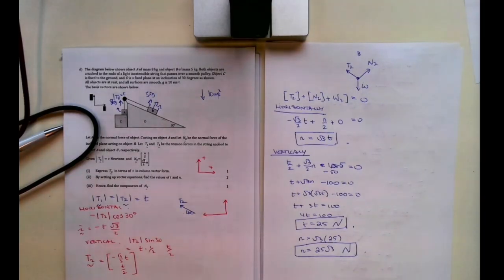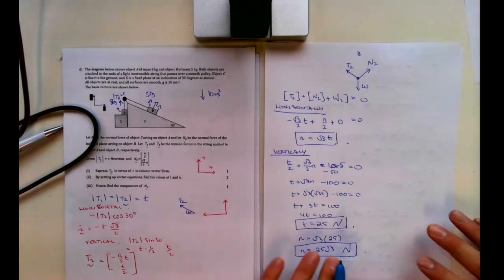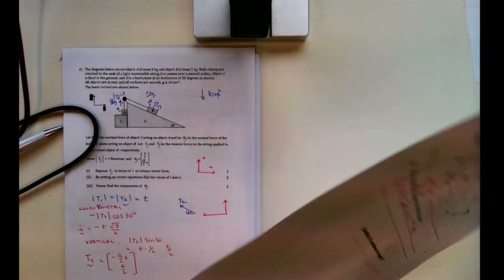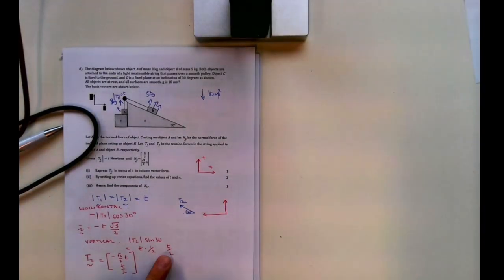And then going into part 3, it just wants us to find the components of N1. Now, I'm going to save these values. We'll come back to them. I'll get a blank sheet of paper.